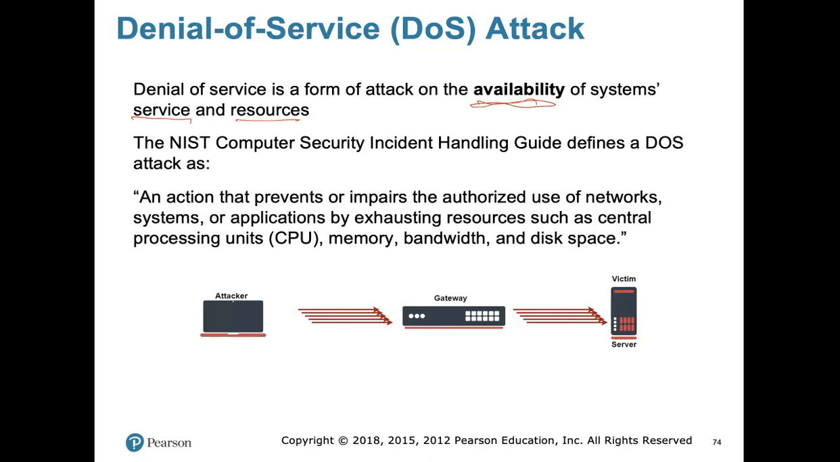There is no confidentiality, integrity compromise here, in contrast to what we have seen for the malwares that we talked about. They were mostly talking about integrity loss or confidentiality loss, but here we are talking about availability loss. This is a definition of DOS attack or denial of service per National Institute of Standard and Technology. They said an action that prevents or impairs the authorized use of networks, systems, or applications by exhausting resources such as central processing unit, memory, bandwidth, and disk, and etc.